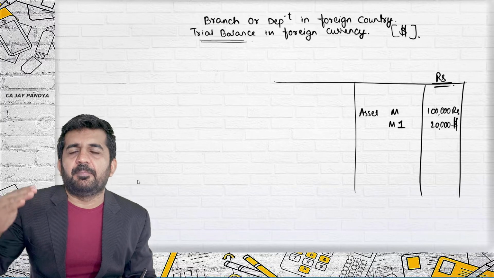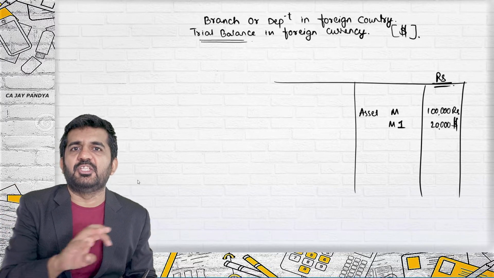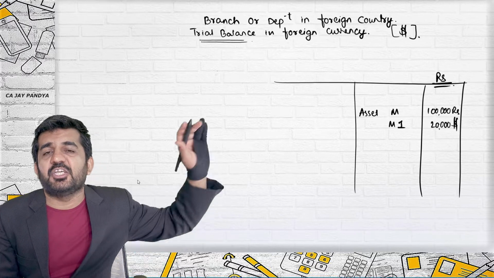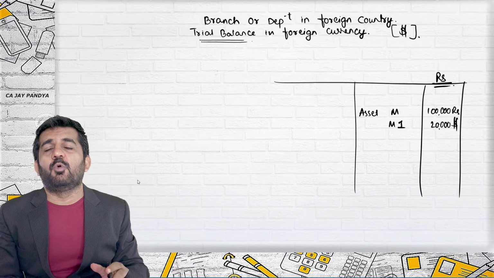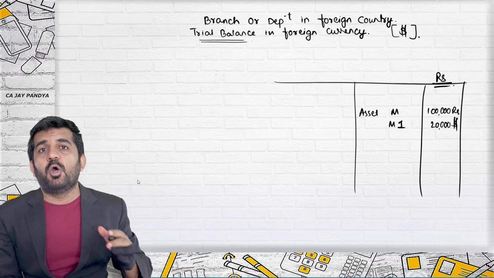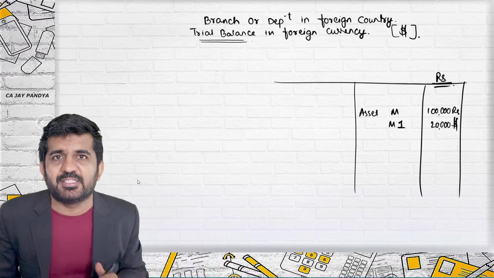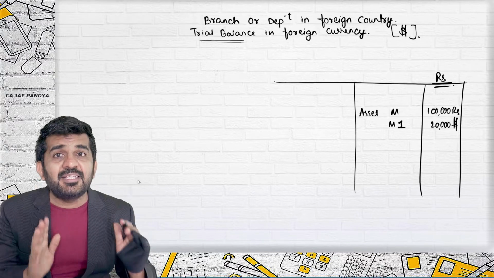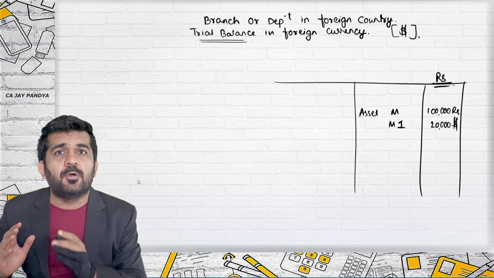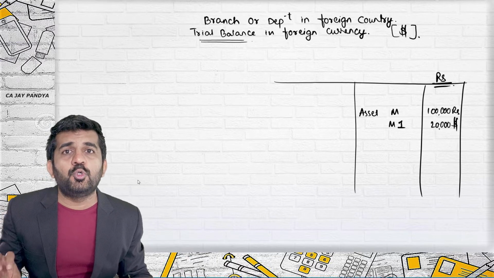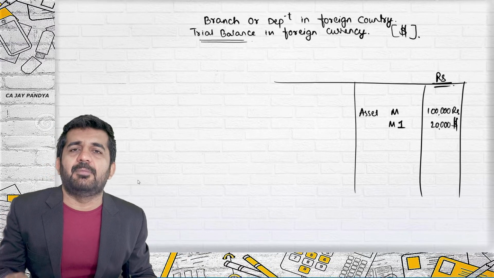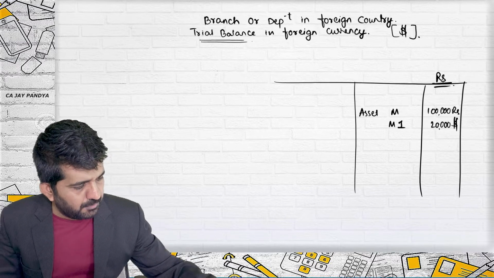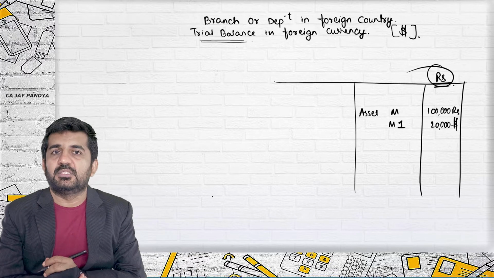Sir, why can't we prepare trading account, profit and loss account and balance sheet in dollars? You can prepare it, but that will be applicable for presentation in USA. If you want to take a loan in USA, or file an income tax return in USA, that will be applicable. But for all other purposes, as this is your branch or department of a company in India, you will have to incorporate this trial balance into your main account trial balance, which should be in terms of rupees. Is it all right?